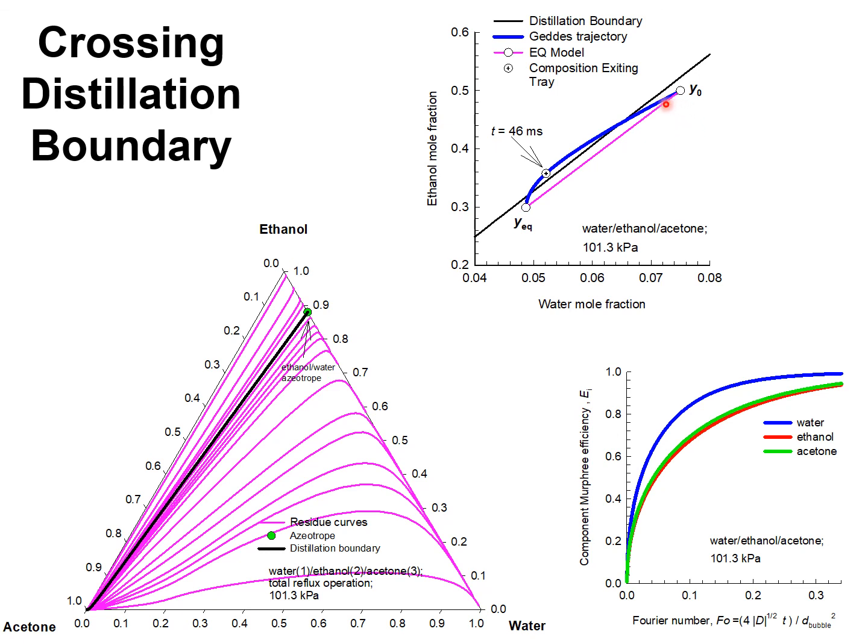Indeed, we can back calculate from the basis of the composition trajectory the component Murphree efficiencies, and we note that the Murphree efficiency for water is significantly higher than that of ethanol and that of acetone. And therefore, it is the differences in the component Murphree efficiencies that lead to boundary crossing. If all the component efficiencies were equal to one another, no boundary crossing effects would be detectable.